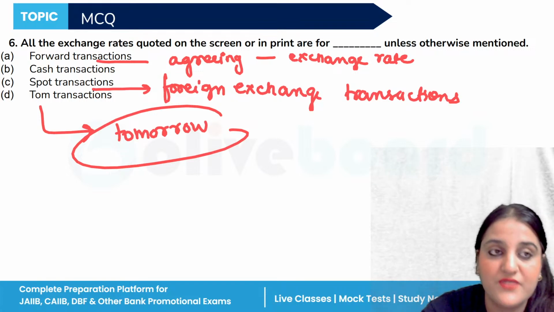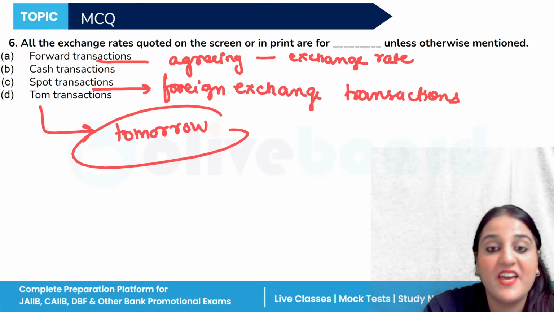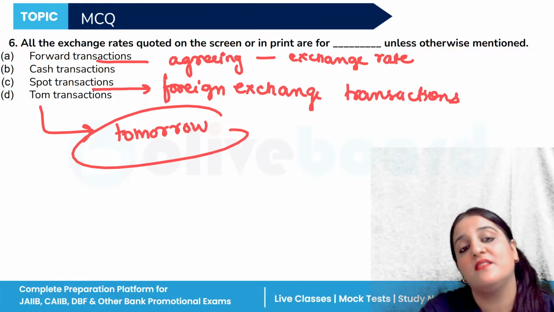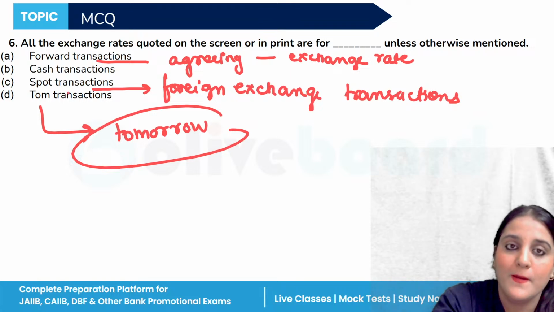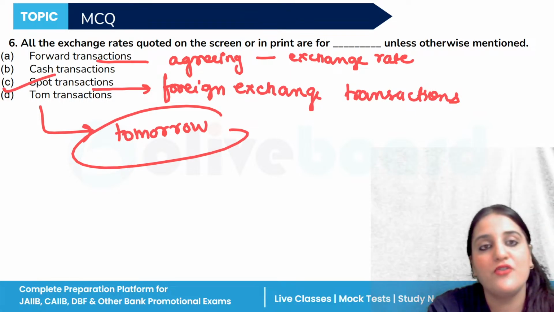where the exchange of currencies occurs immediately or typically within 2 business days after the trade date. When you see the exchange rates quoted on the financial screens or in print, they are usually for the spot transaction unless otherwise specified. So we can say here the answer is option C, that is spot transactions.